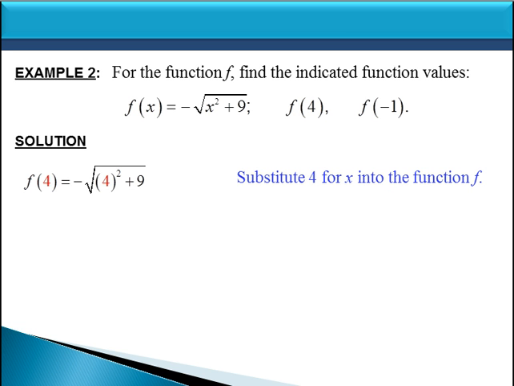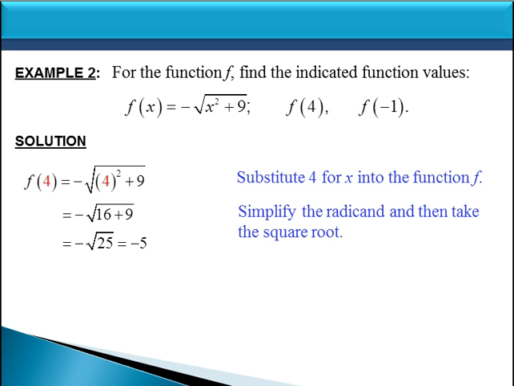Notice there's addition in the radicand, so we have to perform the addition before we can take the square root. Of course, we can't add 4 squared and 9 until we actually square the 4, so we also have to follow the order of operations in the radicand. So we square the 4, we get 16, and we add 9 to that, and we get 25. So now we have the square root of 25, and then don't forget about that negative sign in front of there. And remember, you can think of that as -1 times the square root of 25. And since the square root of 25 is equal to 5, we end up with -5 as our answer.